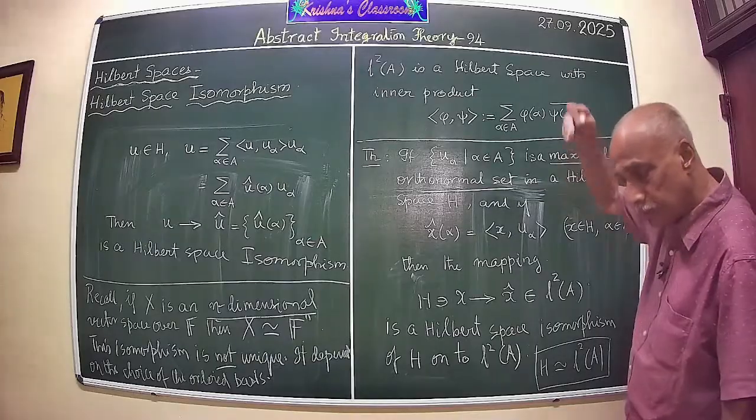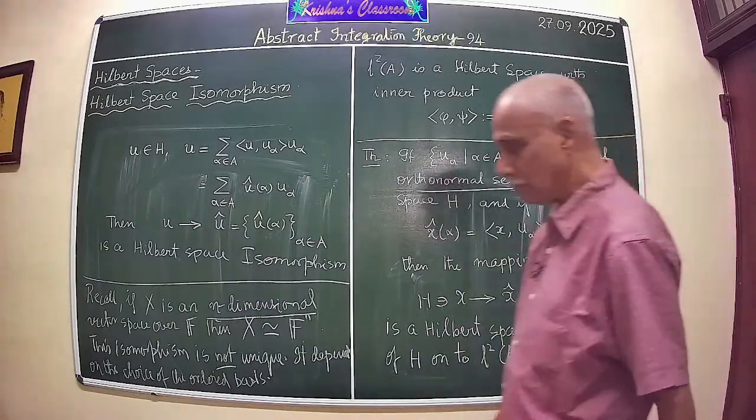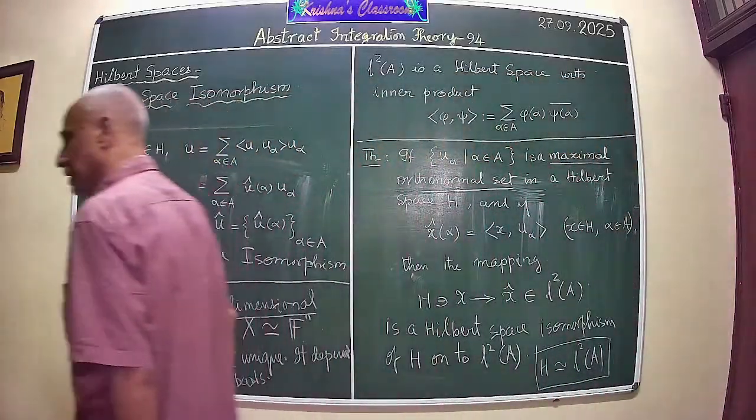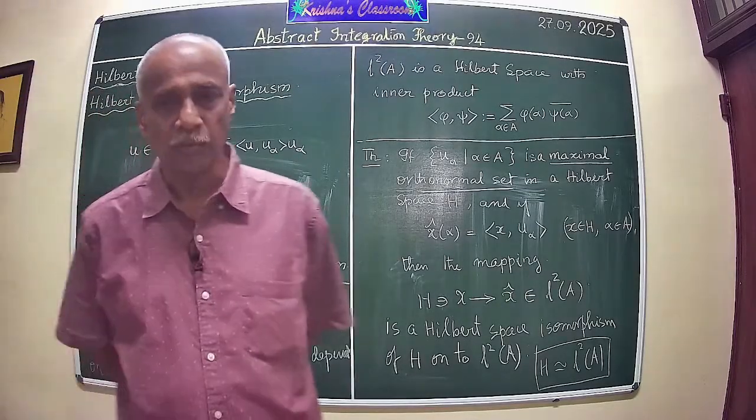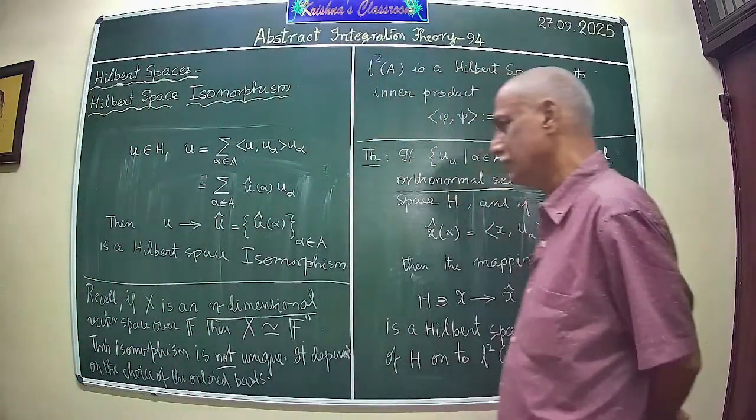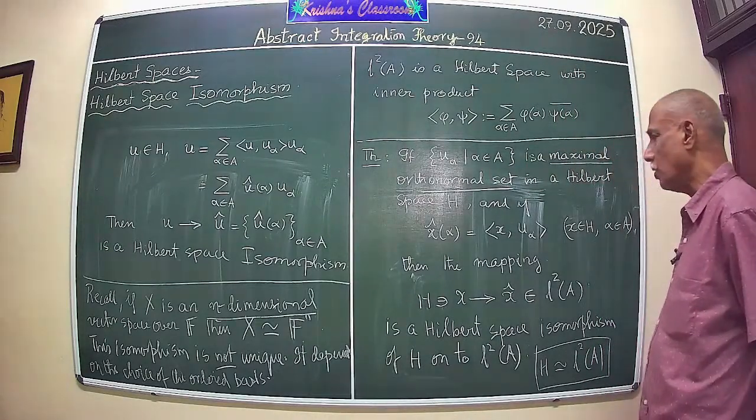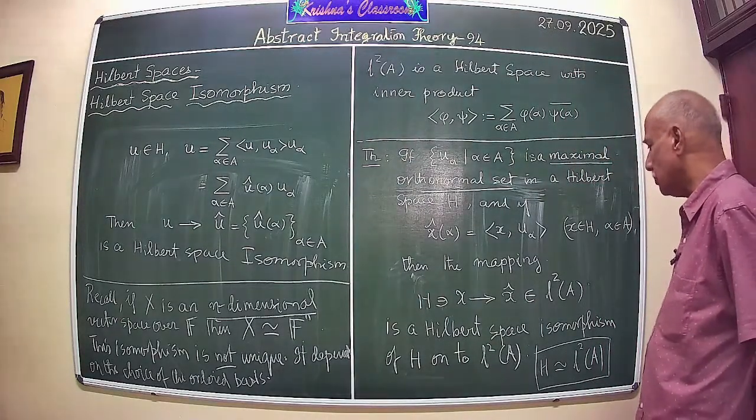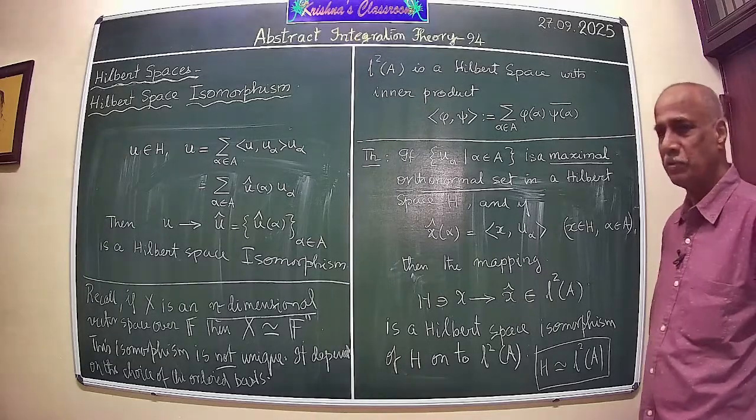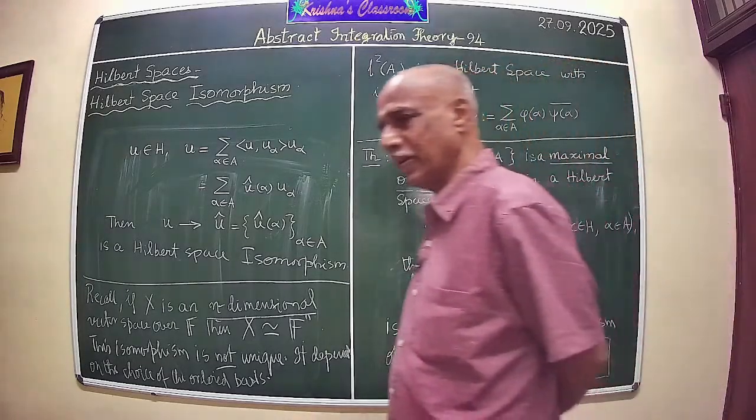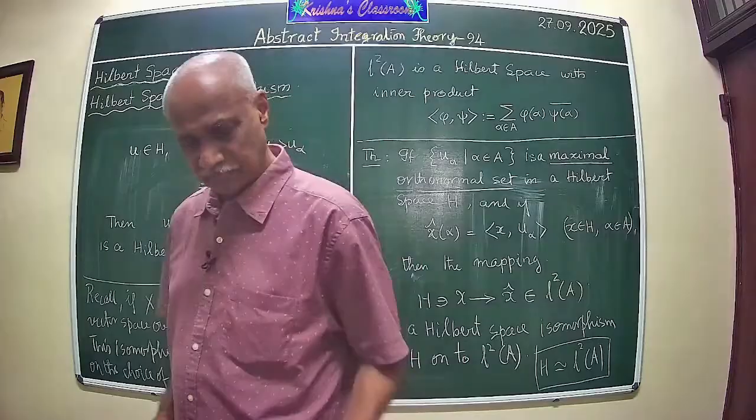Because the choice of a maximal orthonormal set is not unique in a Hilbert space, there could be several such choices, and therefore there are several isomorphisms that you can define from H to L2A. But what is important is that there exists an isomorphism.